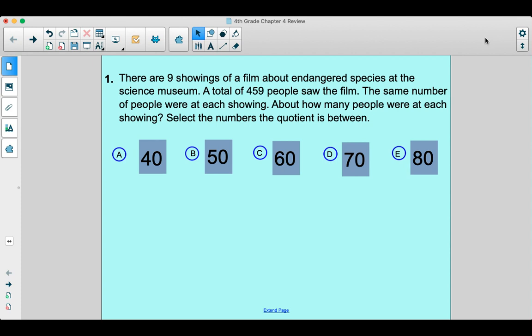We're going to do your fourth grade chapter 4 review. And we're going to start first with question number 1. And that is on page 193.